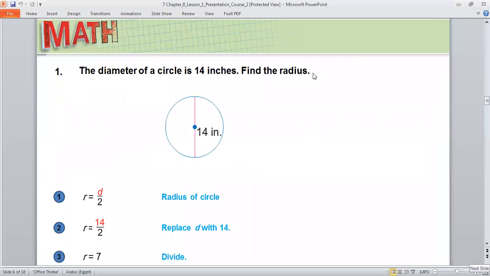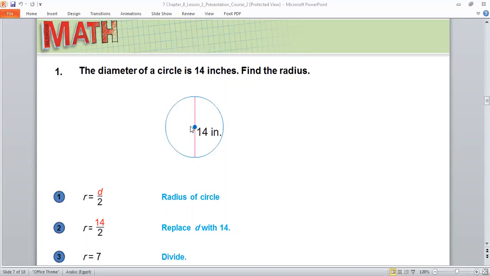Be with me, please. We will solve some problems here, and after that, we will return to the book again. Look with me. If the diameter of the circle is 14 inch, and I need the radius, what is the diameter?